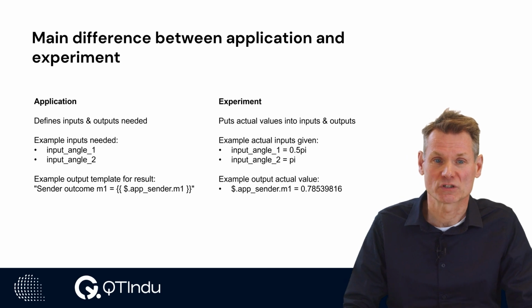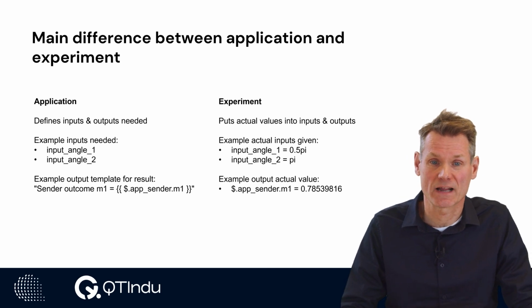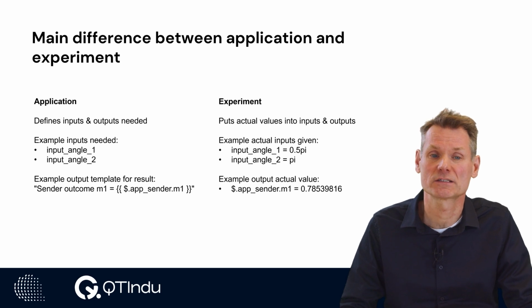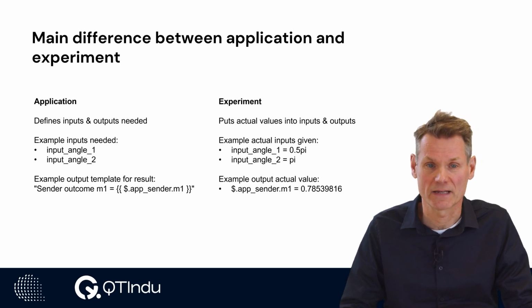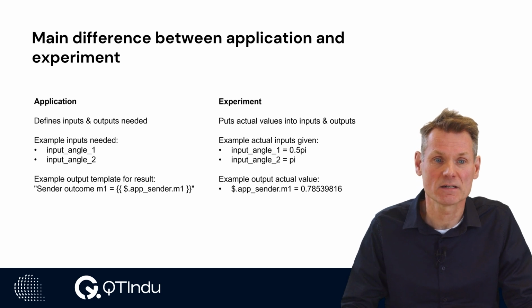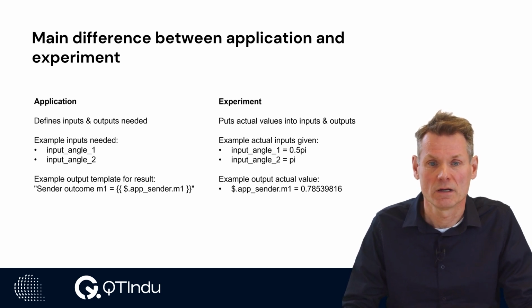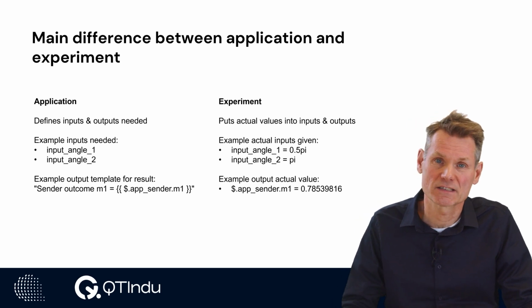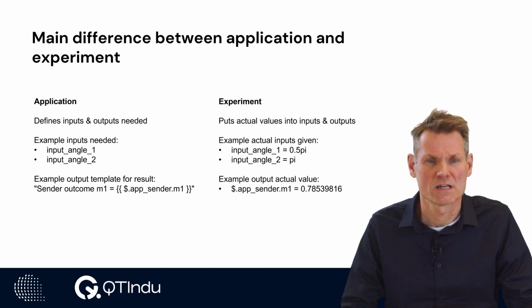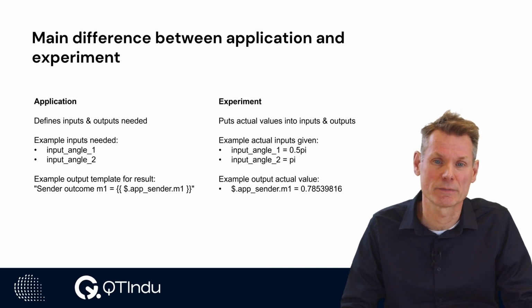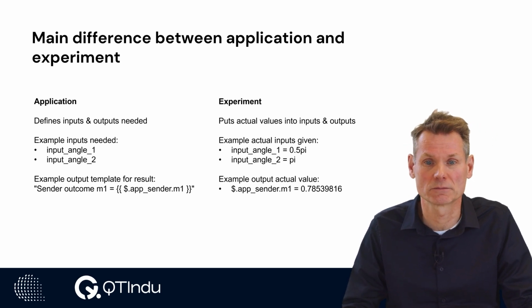What inputs are needed and how inputs and outputs are shown or used are defined or configured by the application. The actual input values given for that instance of the application when the application is run are part of the experiment. These input values may change for each experiment run. Said differently, the application defines the fixed part, the experiment adds the variable part.